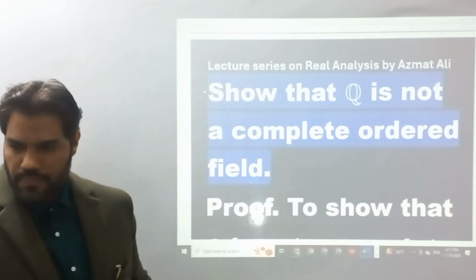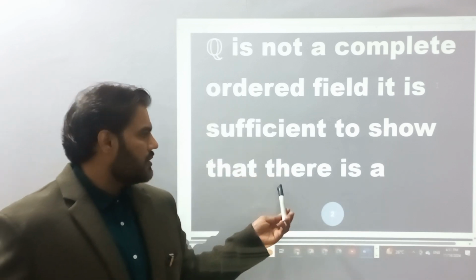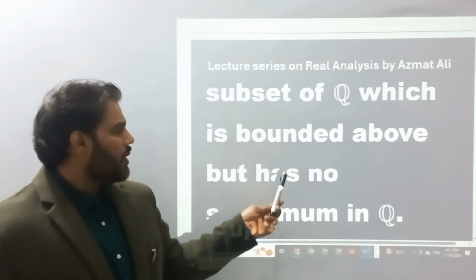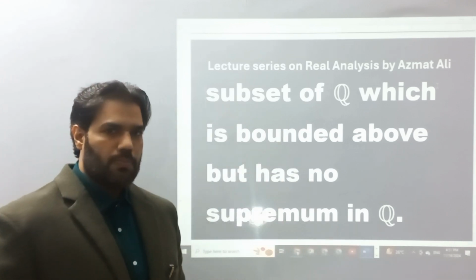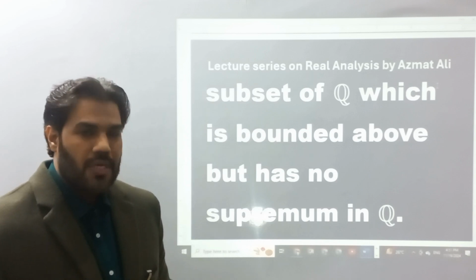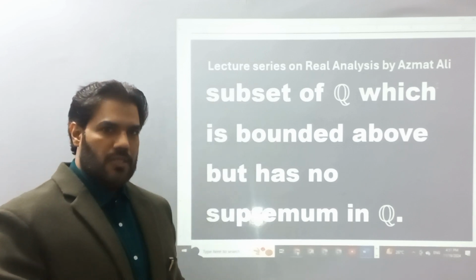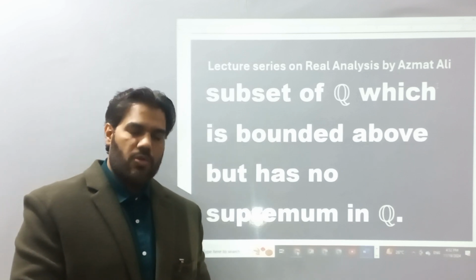So to show that Q is not a complete ordered field, it is sufficient to show that there is a subset of Q which is bounded above but has no supremum in Q. Actually, this is called the supremum property or least upper bound property. If a certain field does not satisfy this least upper bound property, then we say that field is not a complete ordered field.